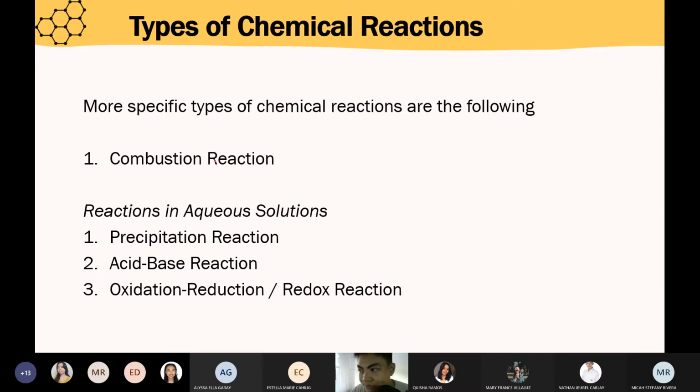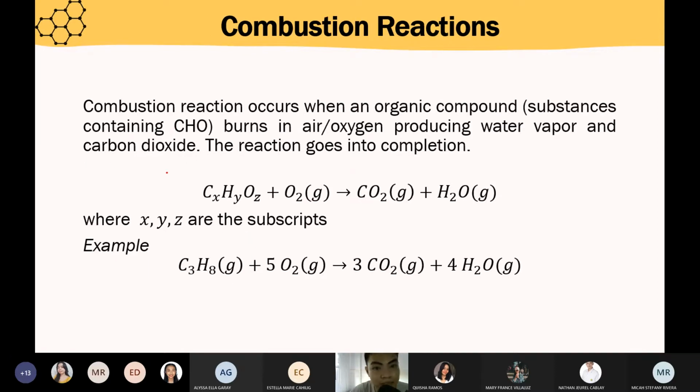Okay. So when you say combustion reaction, what is that? When we say combustion reaction, this happens when you have an organic compound reacting with oxygen in the air to produce water vapor and carbon dioxide. Okay, and if this reaction goes to completion, it should be shown like this. So your CxHyOz, this is your organic molecule. An example of an organic molecule is glucose.